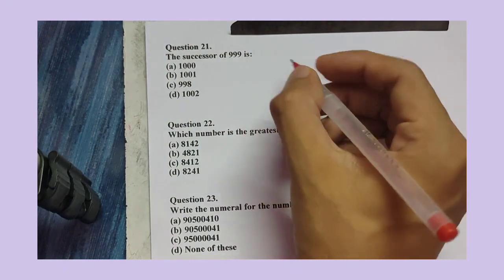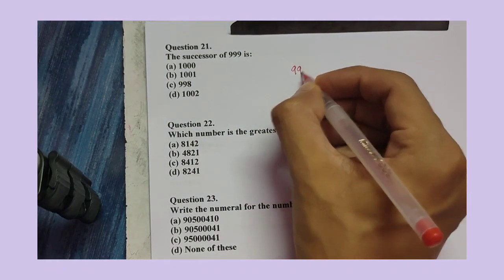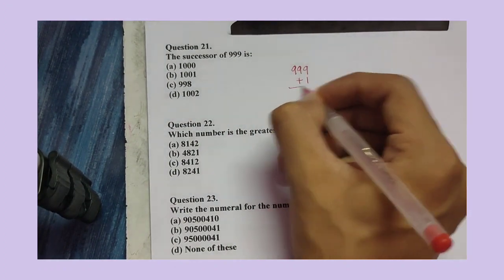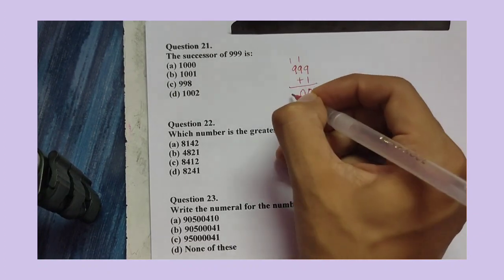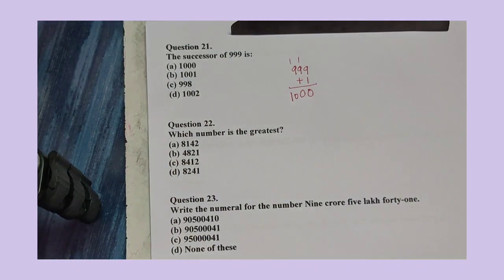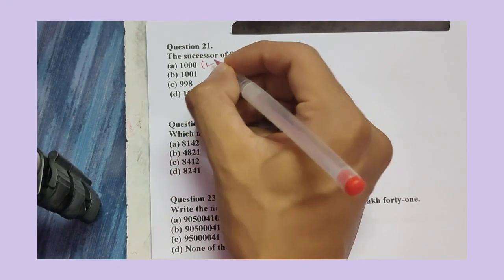It means here 999 is there. So we will add 1 to the 999. So it will be 9 plus 1, 0, 1 carry, again 10, 0, 1 carry, again 10. So the successor of 999 is 1000. So option A will be the correct one here.